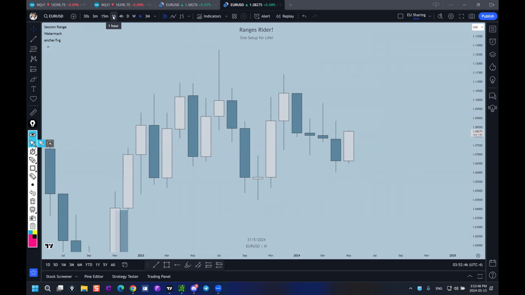And you can do 1 hour, 15 minutes, 5 minutes, and 1 minute. I use 1 hour, 15 minutes, 3 minutes, and 30 seconds. Why? Because I use the 4 to 6 multiplier. This is the standard. This is a standard 4 to 6 multiplier.